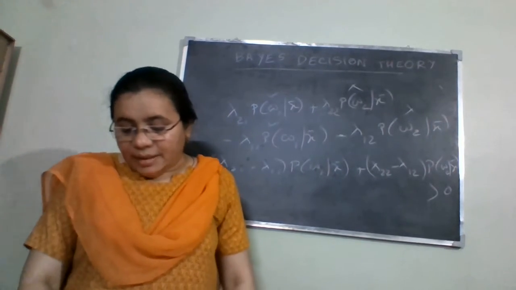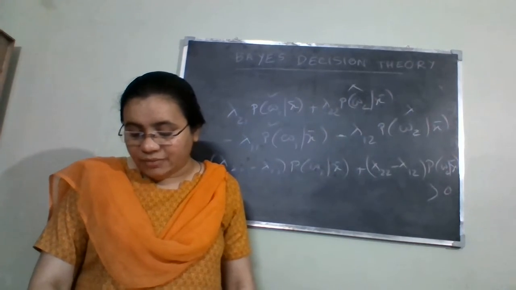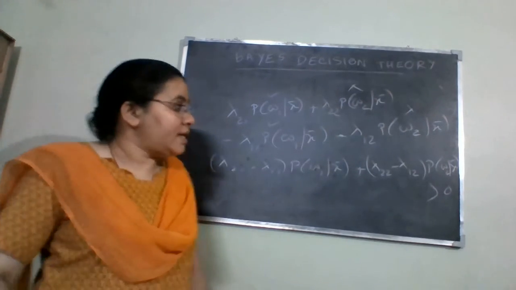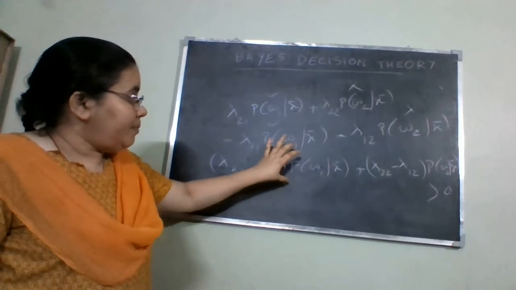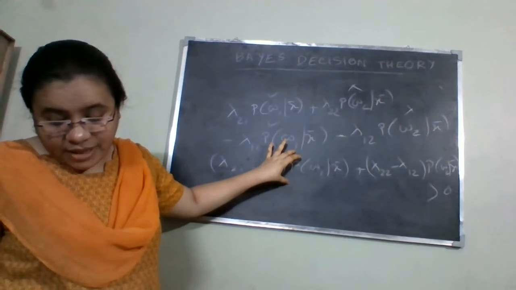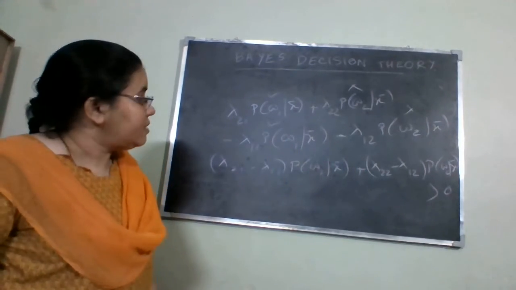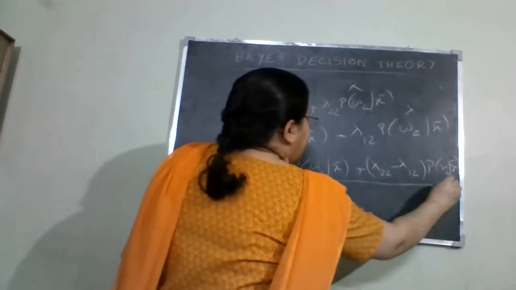Lambda 21 minus lambda 11 p omega 1 slash x bar is greater than lambda 12 minus lambda 22 p omega 2 slash x bar. So what they have done is keep omega 1 slash x bar on the left hand side and omega 2 slash x bar on the right hand side. So let's try in that manner also. So this was our final thing.